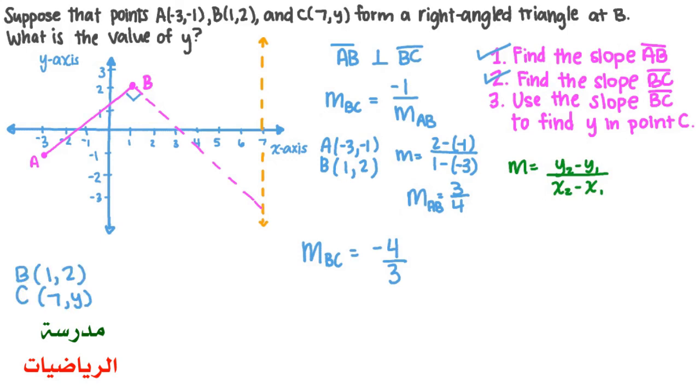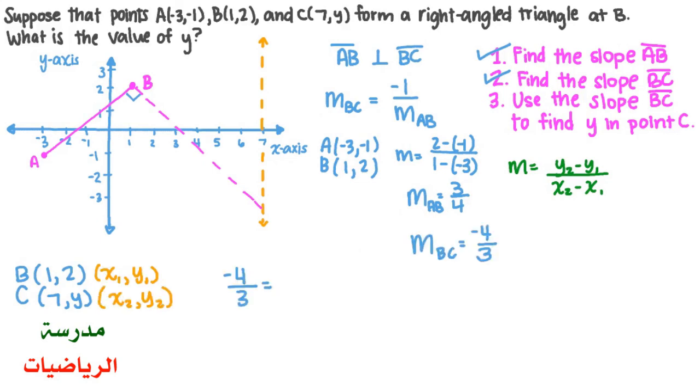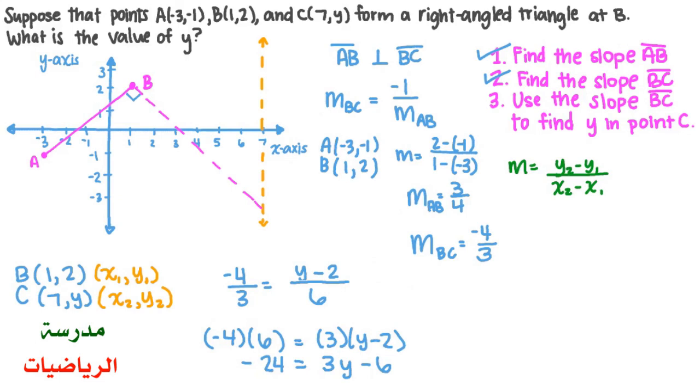Now for step 3, we'll take point B, 1, 2, and point C, 7, y. We'll let B be x1, y1, and C be x2, y2. The slope, negative 4/3, is equal to y minus 2 over 7 minus 1. 7 minus 1 is 6. To solve this, we cross multiply. Negative 4 times 6 equals 3 times y minus 2. Negative 24 equals 3y minus 6.